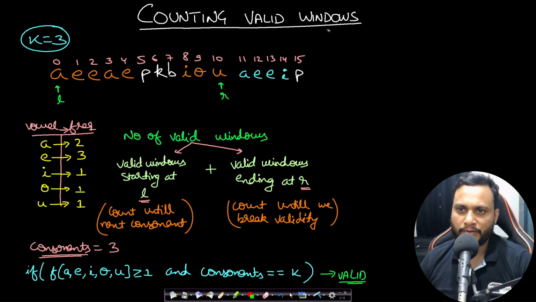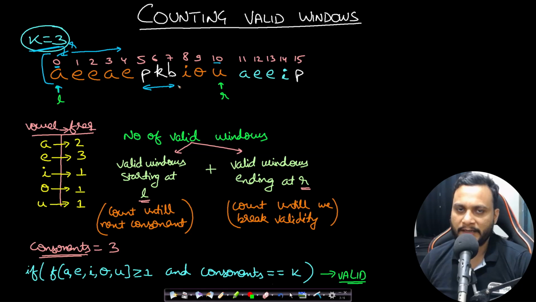Now let's see how to count the valid windows. In this case, you can start with 0 and go till 10. What I will do is take 2 pointers. The left pointer will be pointing to 0, the right pointer will be pointing to 0, and I will continuously move my right pointer to the right-hand side until all my conditions hold true. That means all the vowels are occurring at least one time, and the consonants are also equal to the given k value. So in this case, k equals 3.